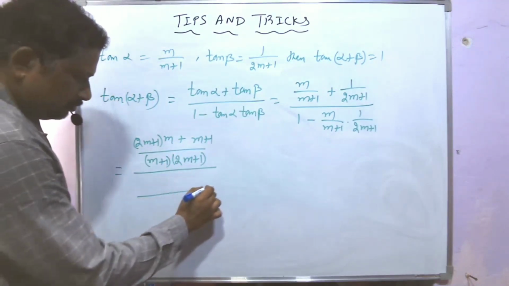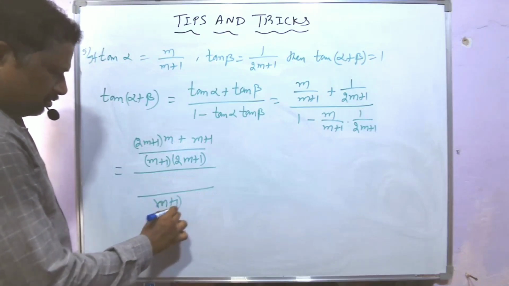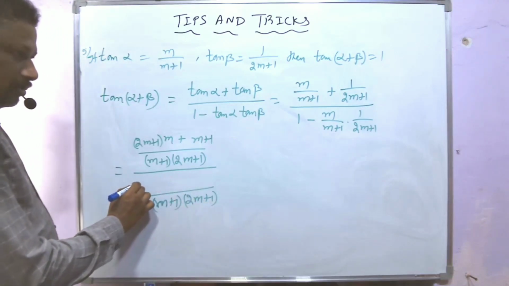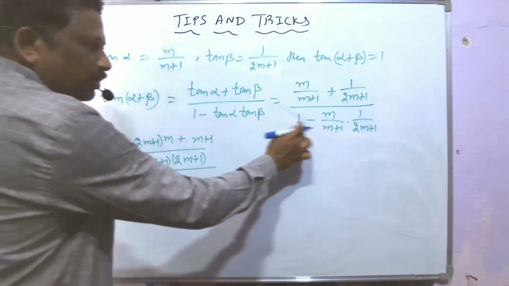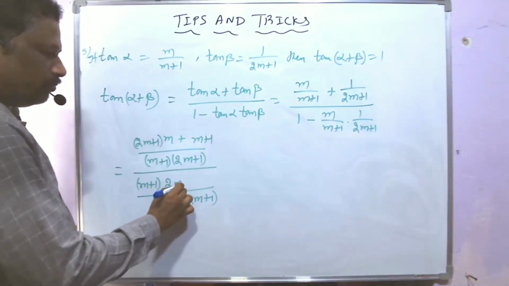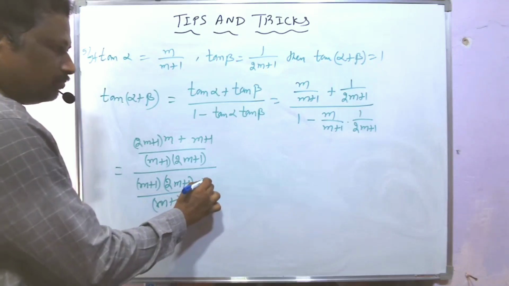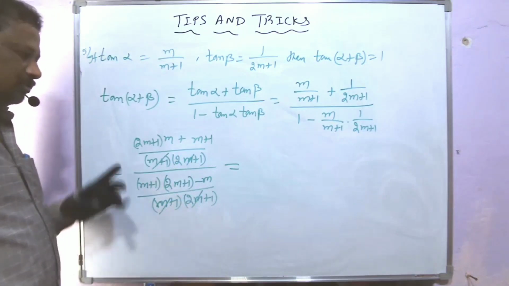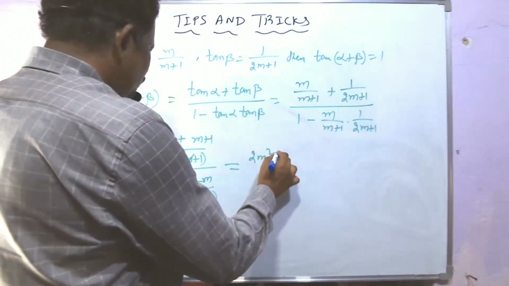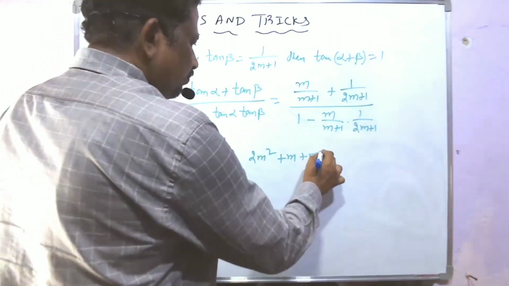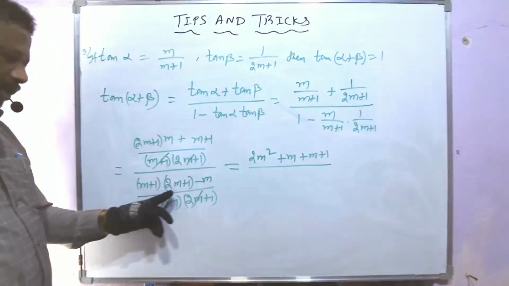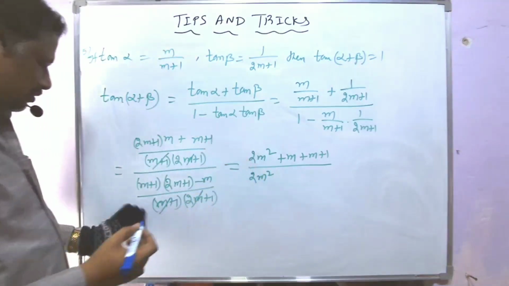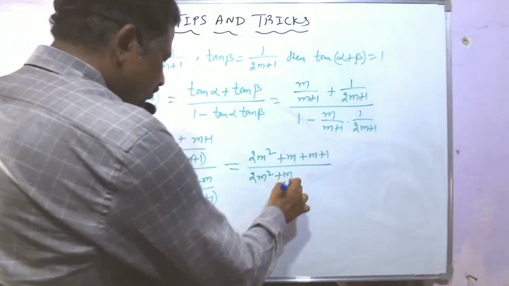In the denominator also, LCM is the same, you will get m plus 1 into 2m plus 1, and m plus 1 into this, 2m plus 1 minus m. Okay, here carefully observe, this one gets cancelled, this one also gets cancelled. Now 2m square plus m plus 1, all divided by, multiply these two, m into 2m square, m into 1 plus m.